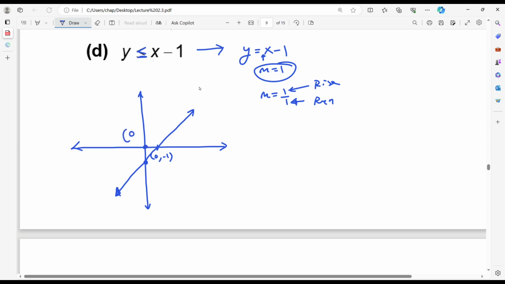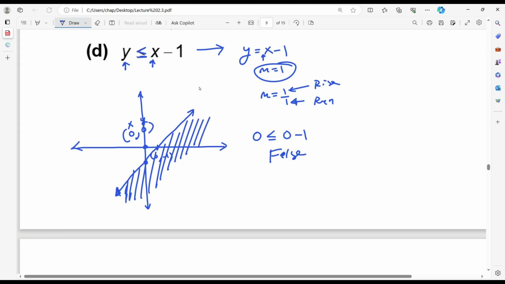And I typically pick (0, 0), something off of the line, and that is the easiest one that we can think of. And we'll plug that into our original relation. Is 0 less than or equal to 0 minus 1? And that is false. That implies all of the solutions are on the opposite side of that point. So I'm just going to shade on the opposite side of the graph.